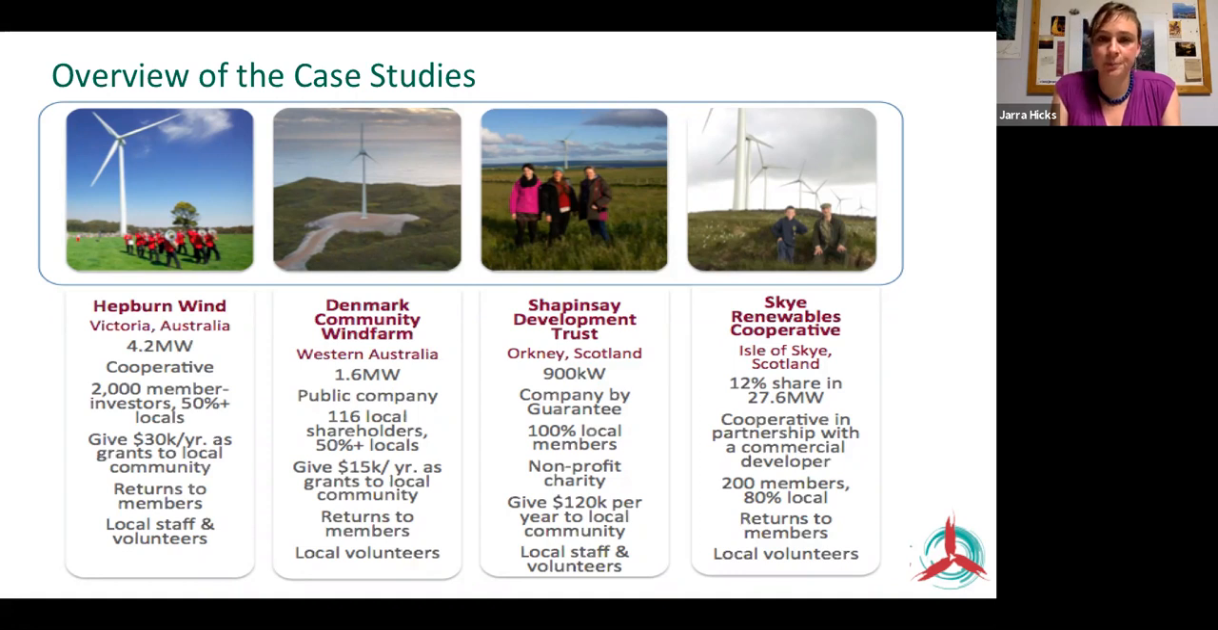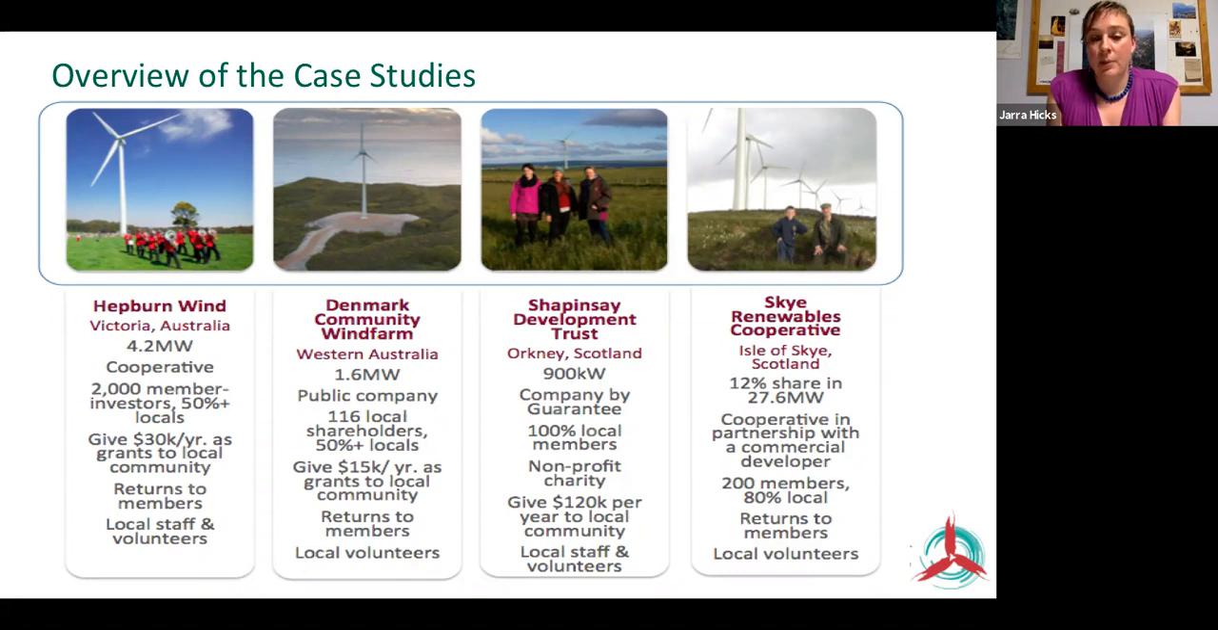The Chaplaincy Development Trust is a bit different. They are a not-for-profit organisation that owns a single turbine on a very small island in Orkney. It's a local development trust that is not-for-profit, and the people of the island are all able to be members of the trust for a nominal fee of £1. And 100% of their members are local people. They sell all of their electricity into the grid, as all of these projects do.